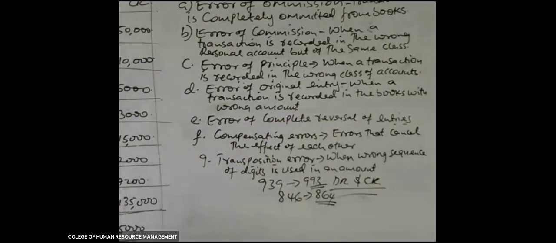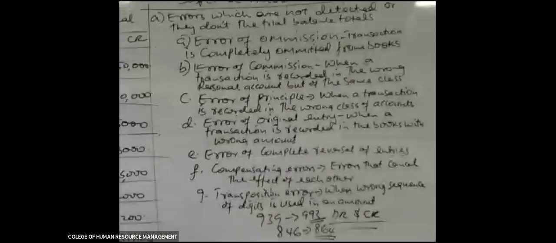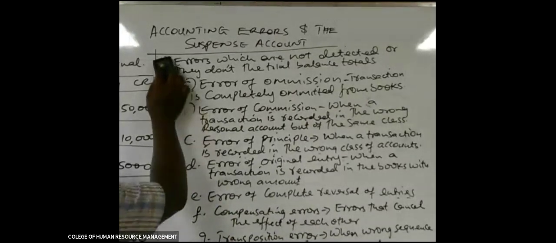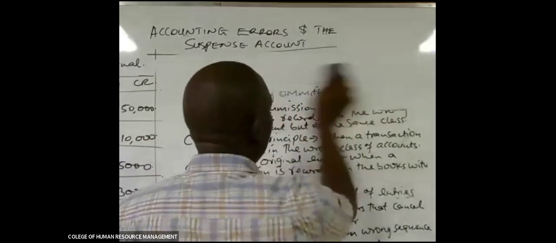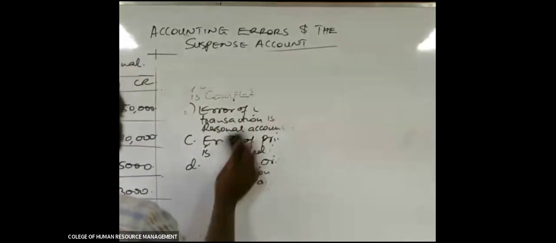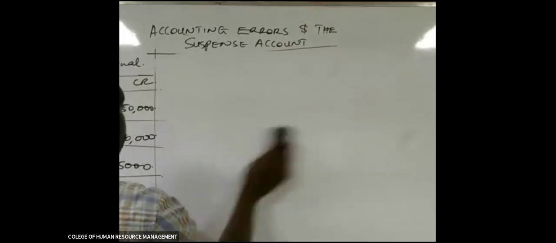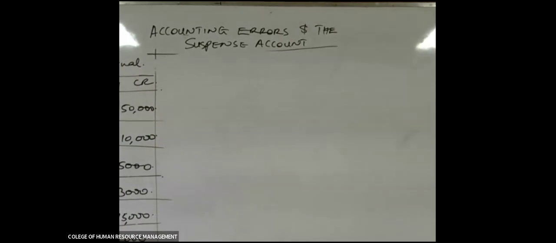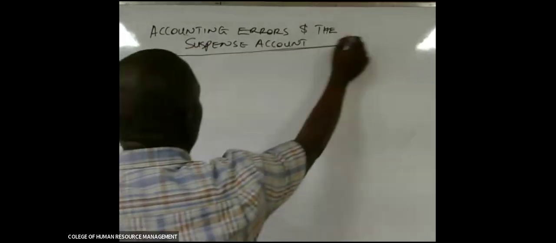Those are the errors, number one, which do not affect the trial balance totals. Once you have understood them, then it is good. After that, we can now go to the errors number two.